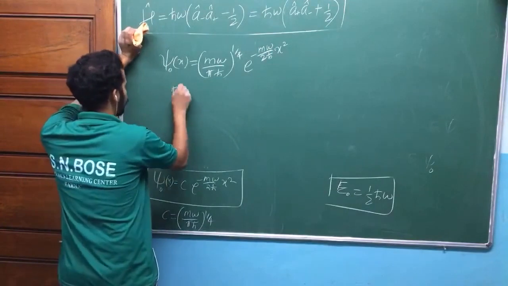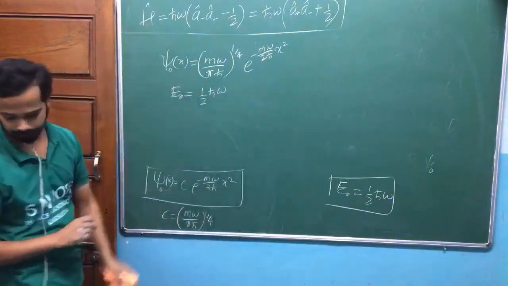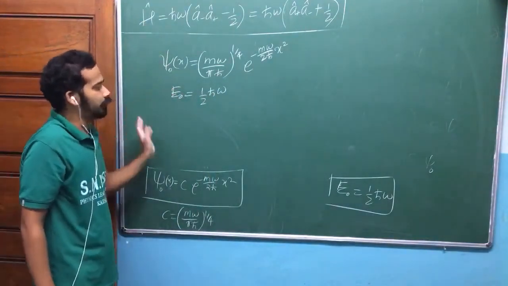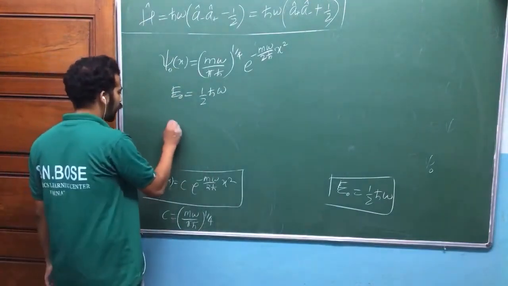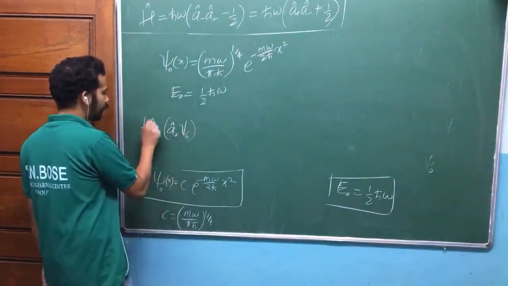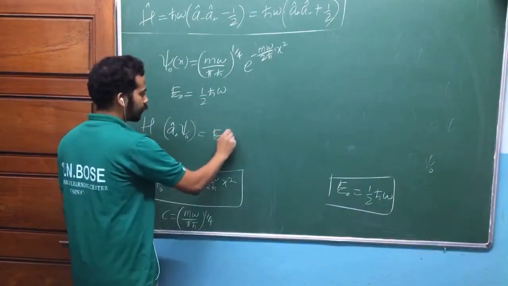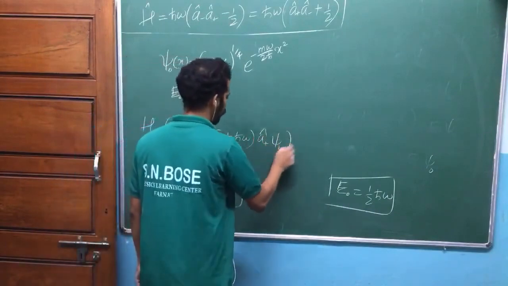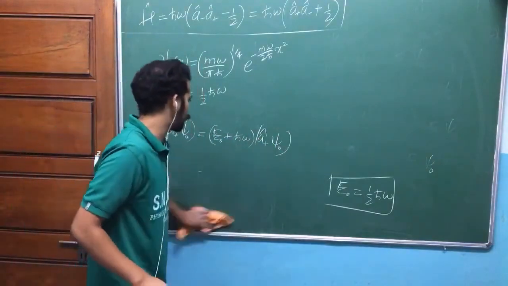And the corresponding energy E naught is equal to half h bar omega. Can I write it like this? Now this is the lowest state, which I called psi naught. Now how do you get a higher state? If you operate a plus cap on psi naught, what would you get? You will get a state with energy E naught plus h bar omega, into a plus cap psi naught. Isn't it?